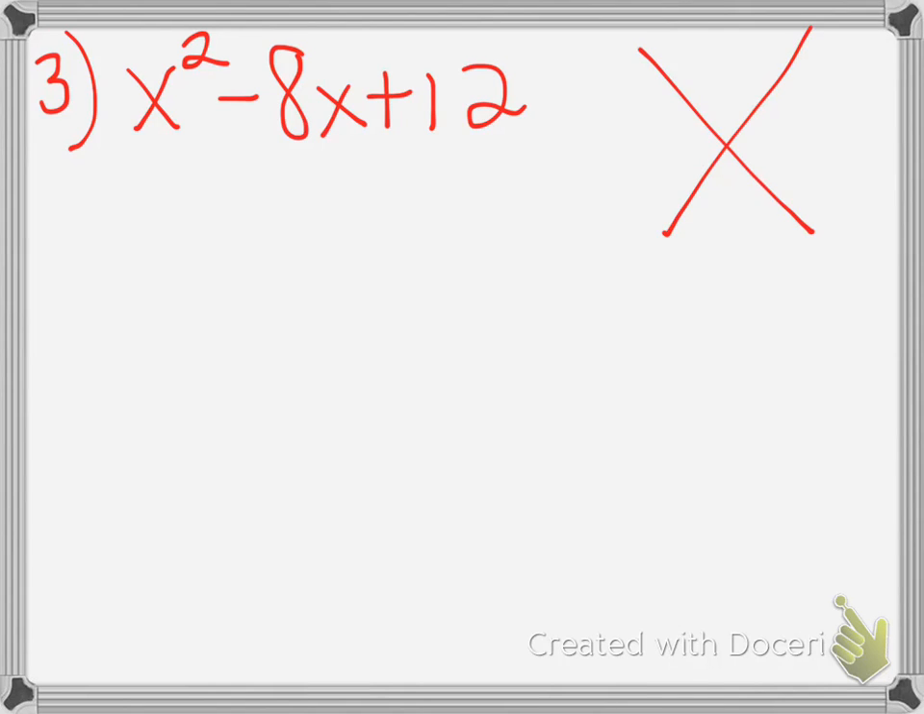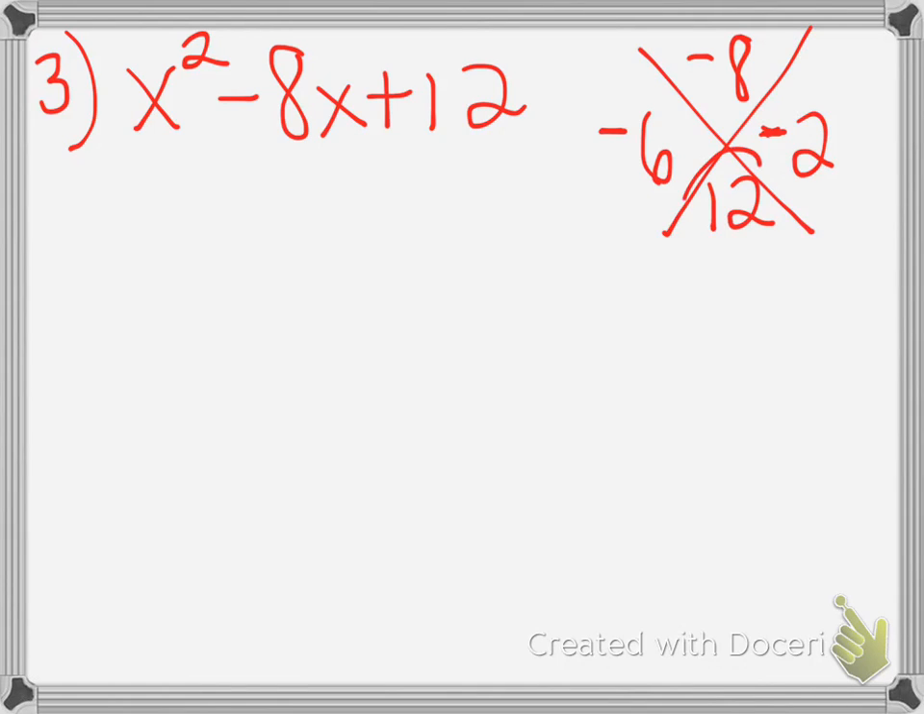All right, so remember, B goes up top, -8. A times C goes on the bottom, 12. Okay, so I need to think of two numbers that multiply to get 12, but add to get -8. So remember, in order to multiply to get a positive number, they both either have to be negative or they both have to be positive. So my two numbers that I get here are 6 and 2, and they're both negative because -6 times -2 is positive 12, and -6 plus -2 is -8.